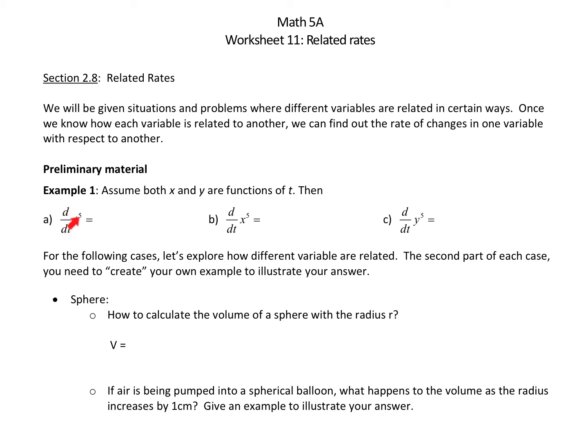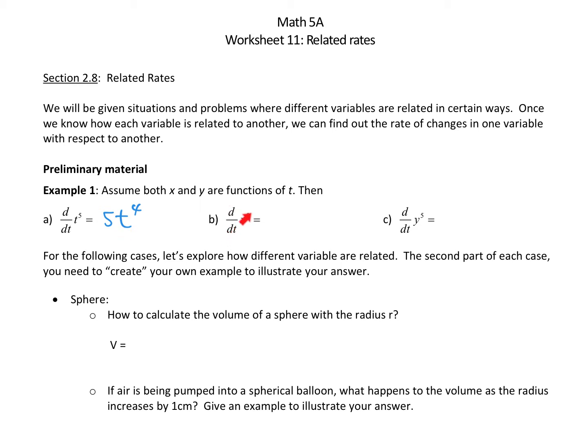d/dt of t to the 5th power. I'm just taking the derivative of the 5th power, which is no problem. Notice that the t here and the t here match. So what I'm taking the derivative of and the dt, they match. So this is an easier question. So it says 5t to the 4th. Nothing fancy.